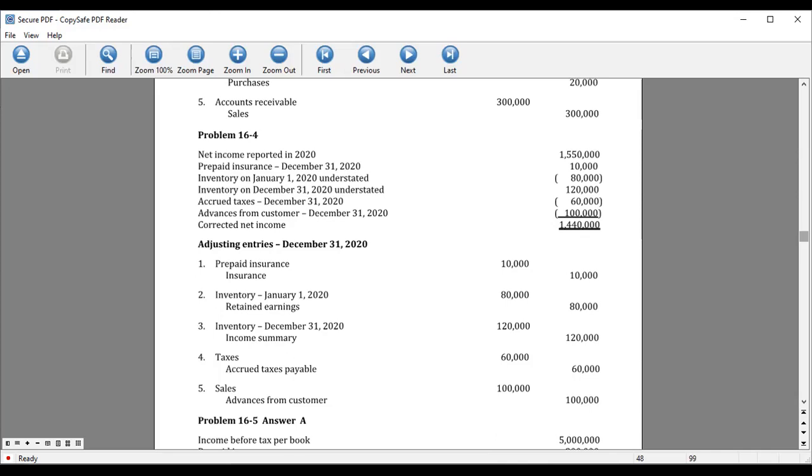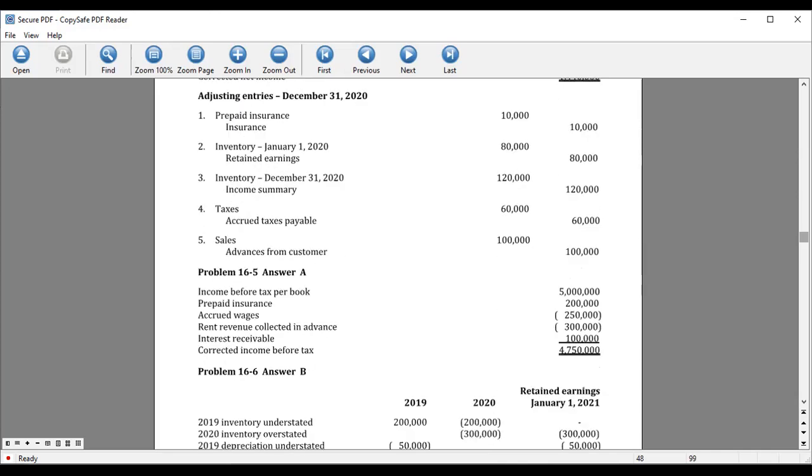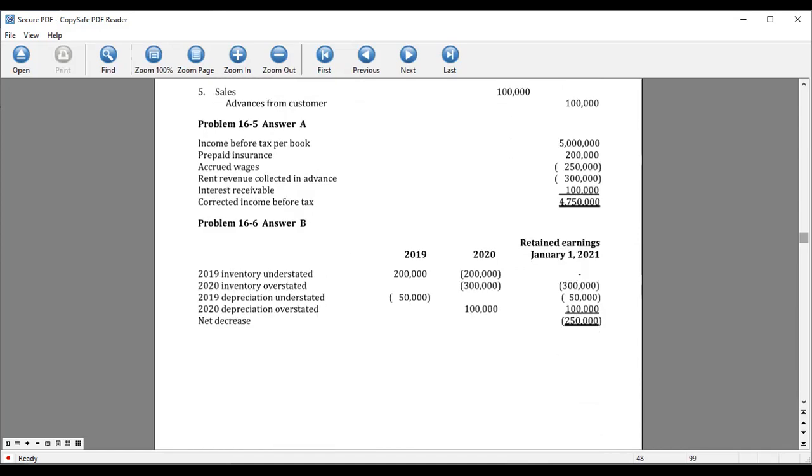1,440,000. Now let's go to the multiple choice problems and theory. We have up to 16-20. Now let's begin with 16-5. What is corrected income before tax?